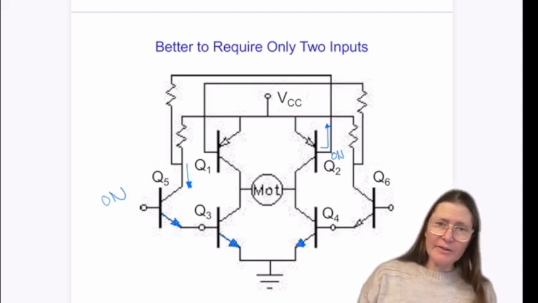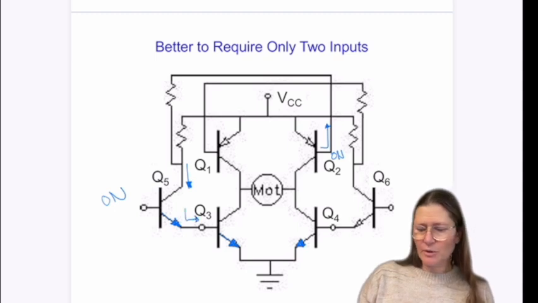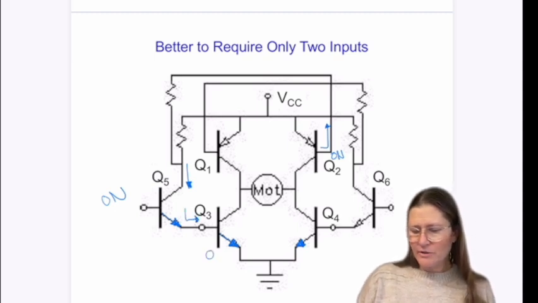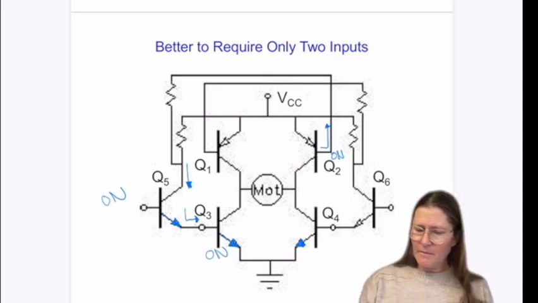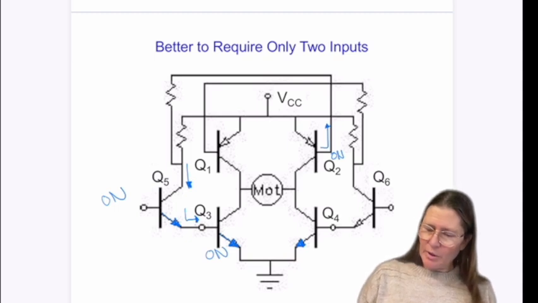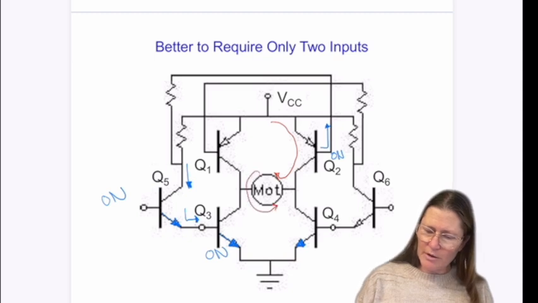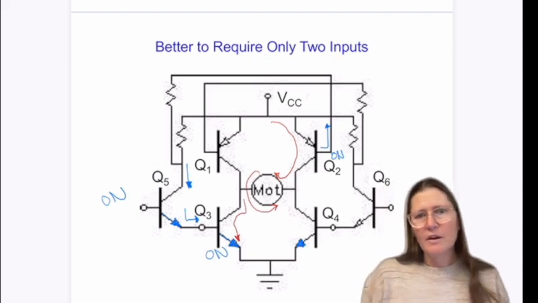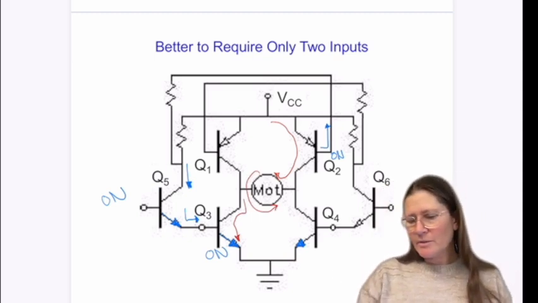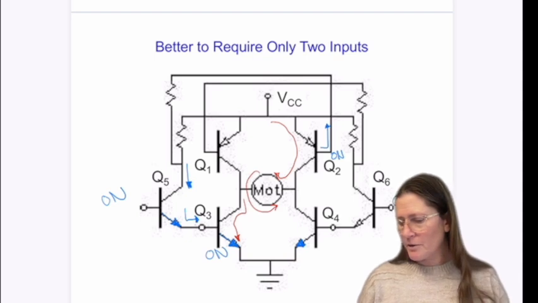With these being on, this is feeding current into Q3, which also will go on. And so this one would then have a pathway of the current from here through the motor around, and this one goes through this way. And so these need to be off in order for those to be on.